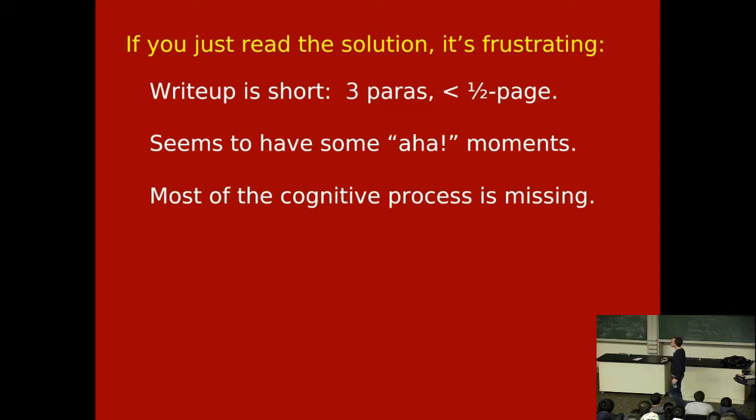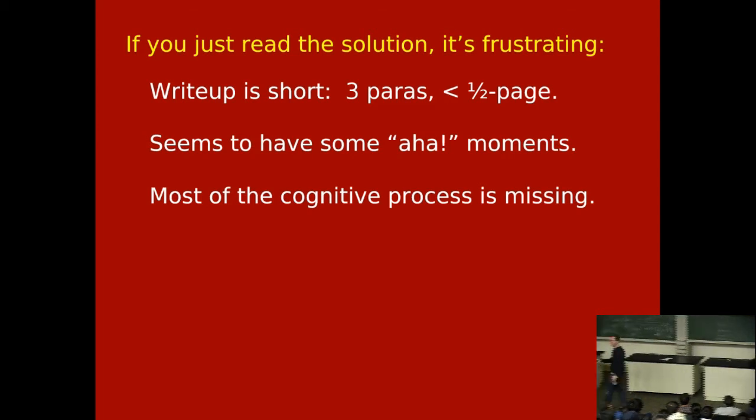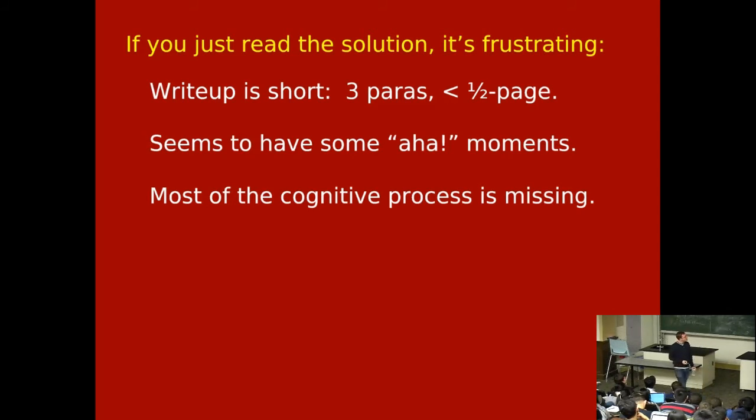I used 10 pieces of paper, but the final proof is like half a page long. And if you look at it, it does seem to have some magical moments, like, how did the person who wrote this proof know to do this or that at that stage in the proof? That's because most of the cognitive process that went into finding the proof, like all these 1% adding up, was missing from the final product. And in some ways, that is how we do math.